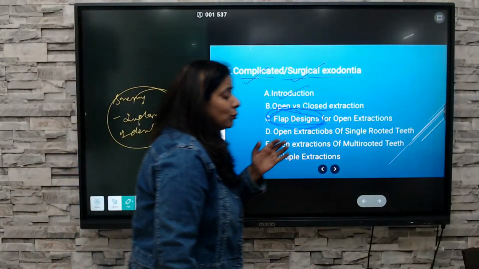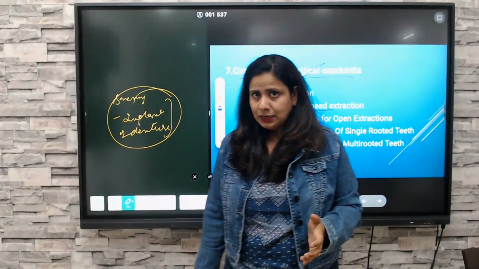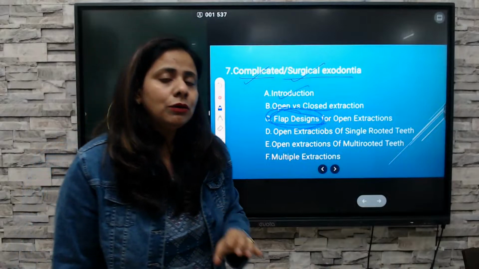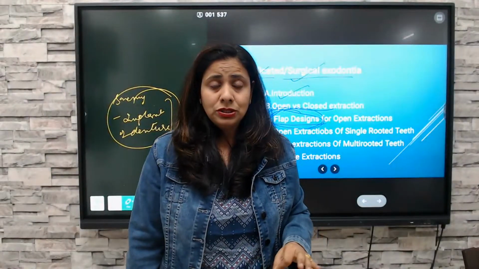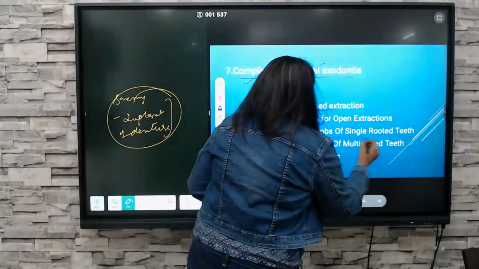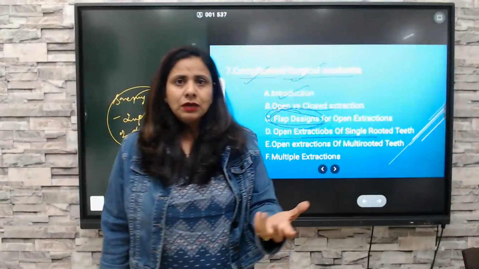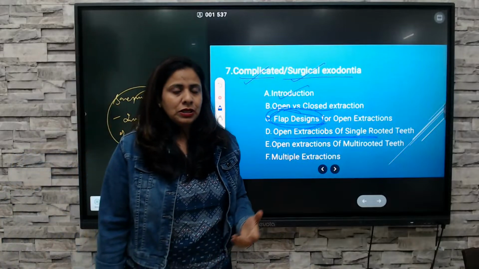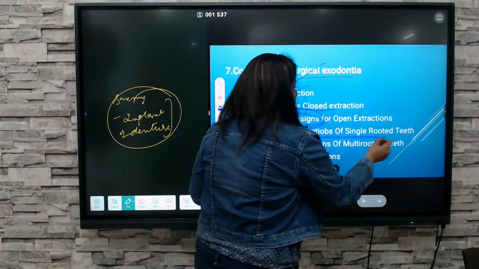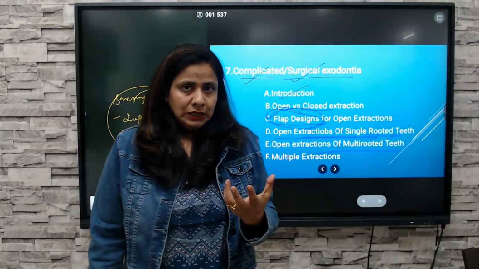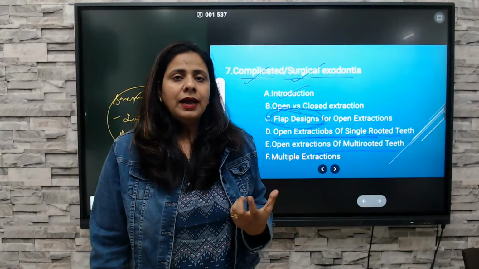If you want more people in your clinic on a regular basis, and if you want them to come again and again and again, learn good exodontia. Then we will be learning about open extractions of single rooted teeth. Canine fracture, incisor fracture, lower premolar fracture, then what to do? How to extract a single rooted tooth? How to extract a multi-rooted tooth? Multi-rooted teeth are lower molars and upper molars, and how to go about it.